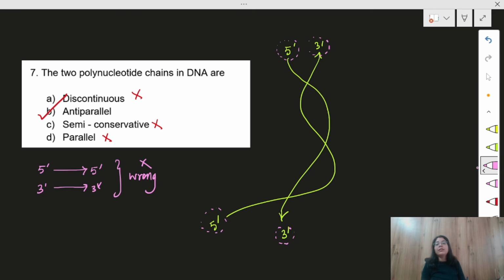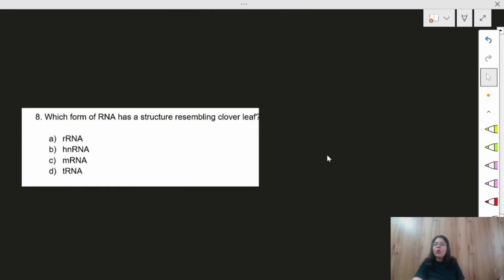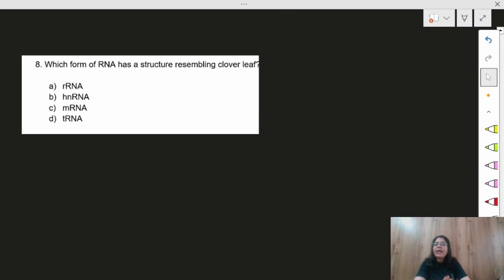And I have told you the reason also: the direction of synthesis is different. This strand is formed in this direction, you can see the arrow, and this strand is formed in this direction. That is why they are 5 prime to 3 prime, anti-parallel to each other. Fine.